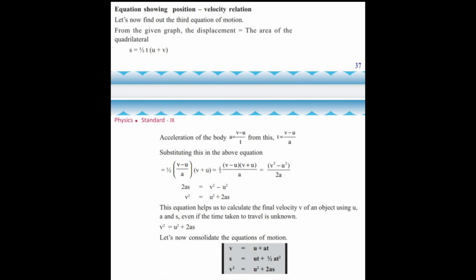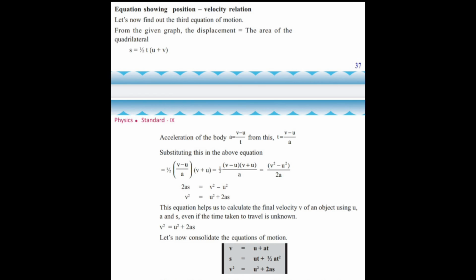Then let us discuss the three equations of motion. First one is v is equal to u plus at. Second one is s is equal to ut plus half at square. Third one is v square is equal to u square plus 2as.